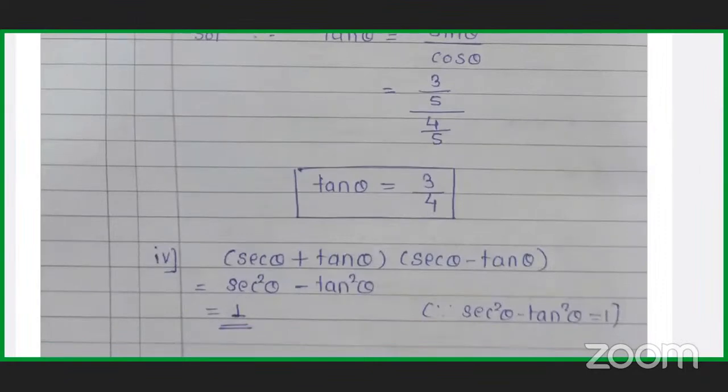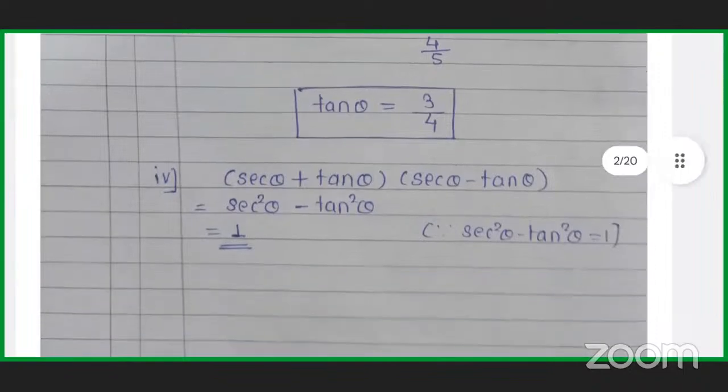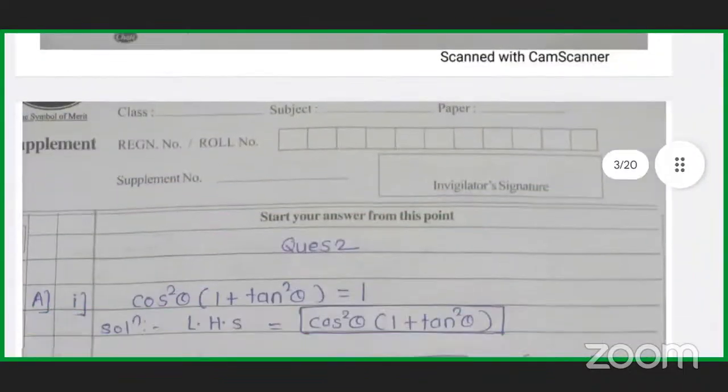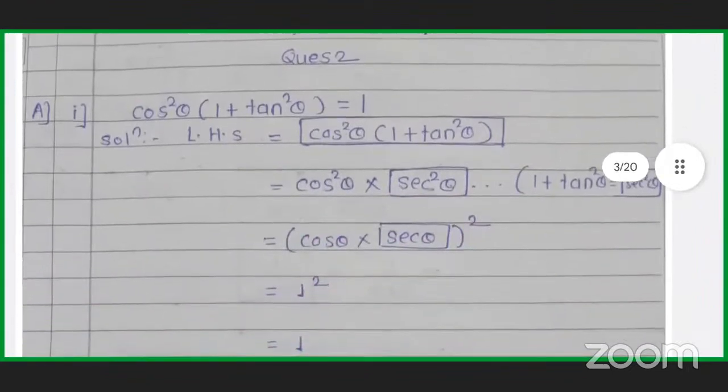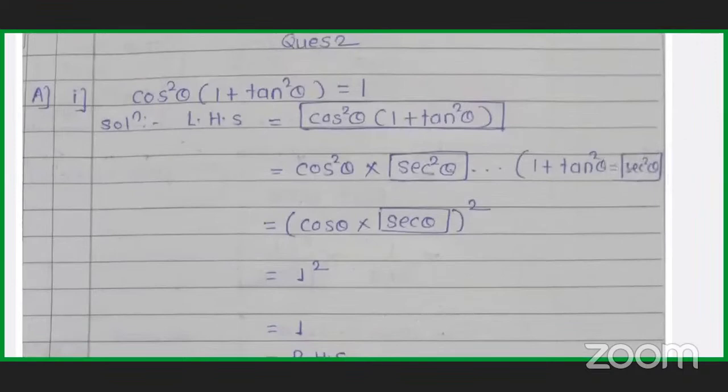Sec theta plus tan theta in the first bracket, sec theta minus tan theta in the second bracket. It is of the form (a plus b)(a minus b), that is a square minus b square. That is sec square theta minus tan square theta. It is again our second identity. That value is 1. Then focus on question number 2A. This is an activity based question. So we have to focus on the activity.